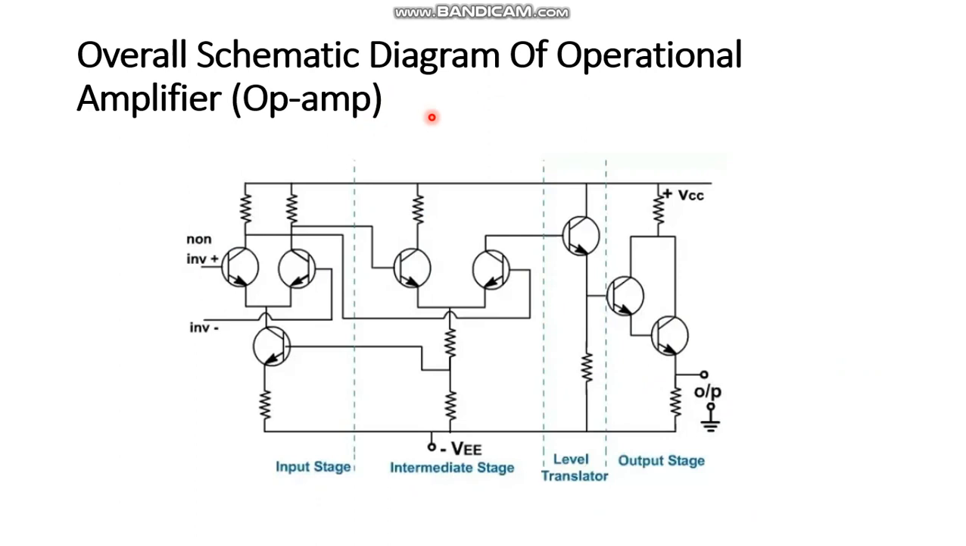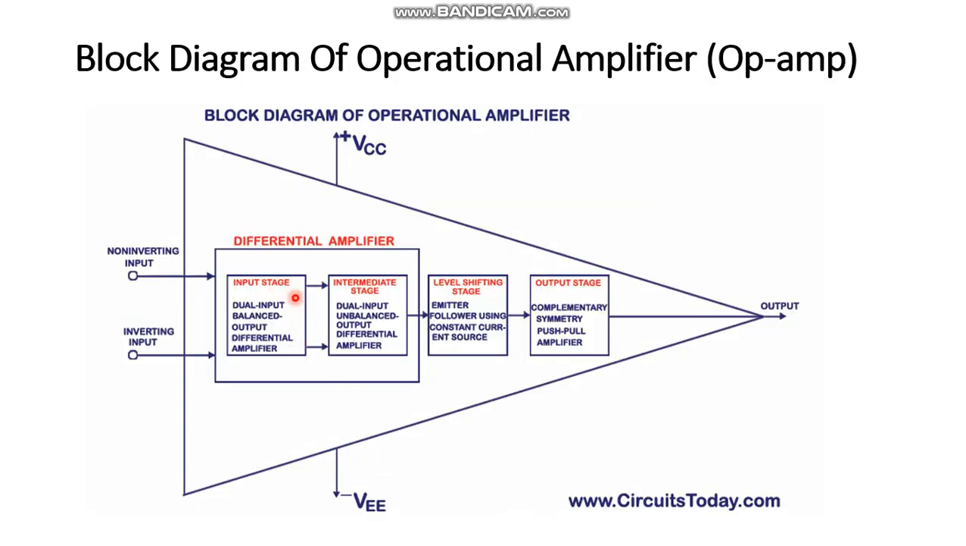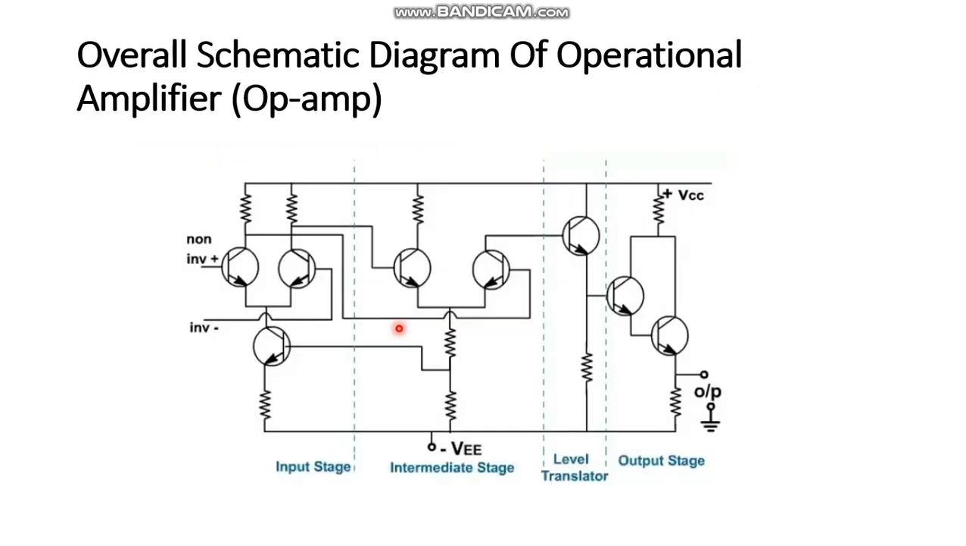See, this is a schematic diagram of operational amplifier. Operational amplifier can be designed with transistors, FETs, field effect transistors, MOSFETs, and so on. Okay, so this is the transistor configuration. Here this is the input stage, this is the intermediate stage. These two are shown here. This intermediate stage, input stage, level shifter transistor stage, output stage.